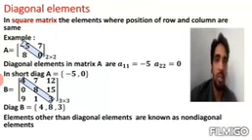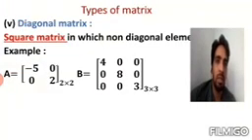So in matrix A, minus 5 and 0 are the diagonal elements. In matrix B, 4, 8 and 3 are the diagonal elements. The one thing you need to remember is the same position of row and column for the diagonal elements. I am not saying matrix, I am saying the diagonal elements. Elements other than the diagonal elements are called non-diagonal elements. Based on this concept we will see our next type of matrix, called a diagonal matrix.